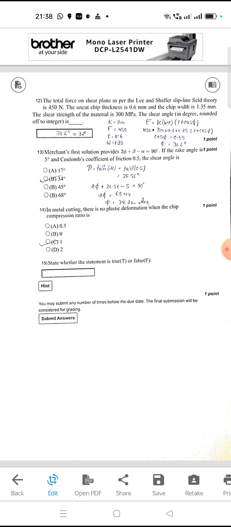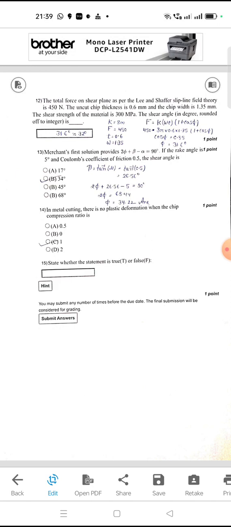Next question, in metal cutting there is no plastic deformation when the chip compression ratio is 1. Chip compression ratio is basically reciprocal of chip thickness ratio. It is represented by zeta. So chip compression ratio is zeta. Zeta is equal to 1 upon r. So when T1 equals T2, then no plastic deformation takes place.